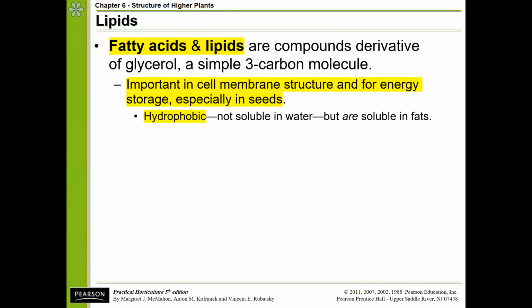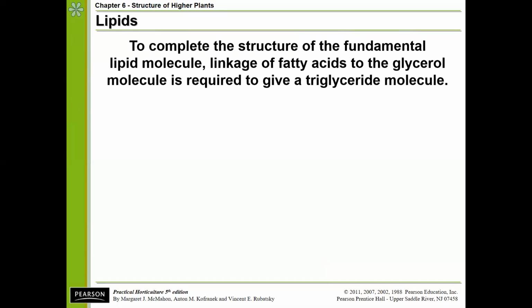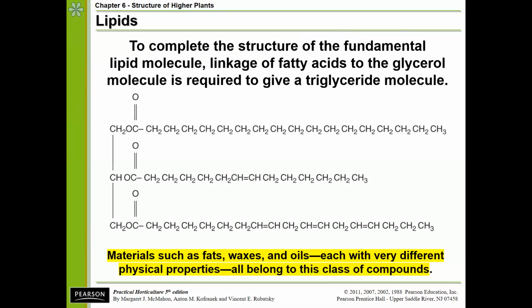Look at some lipids. Fatty acids and lipids are very important in cell membrane structure and also for energy storage, especially in seeds. Also important for human nutrition too. Fatty acids can be saturated or unsaturated, as we know. And there are many different materials, such as fats, waxes, and oils. They each have different physical properties that all belong to this class of compounds known as lipids.